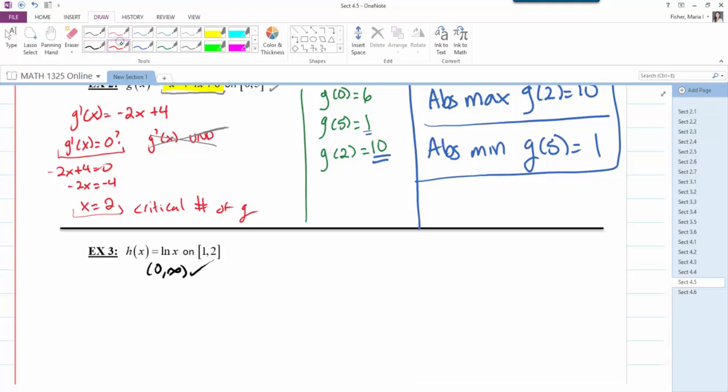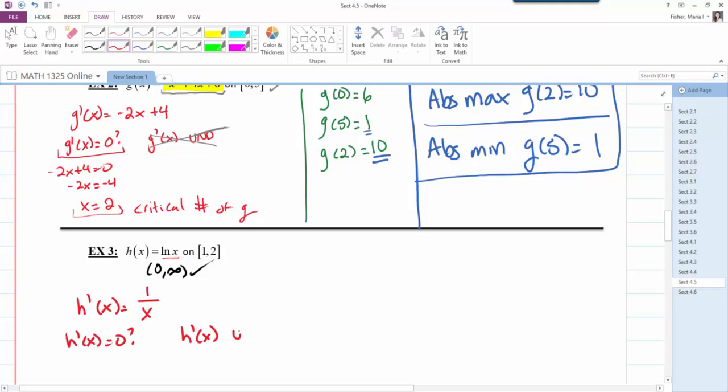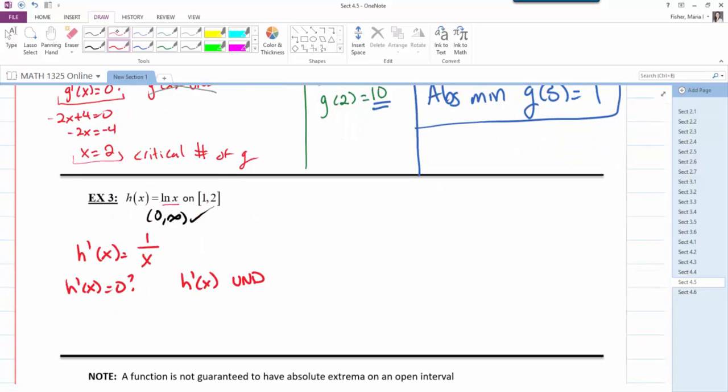Step 2, find the critical numbers, which means I need to take the first derivative. So h prime of x is equal to, well, the derivative of the natural log of x is 1 over x. Then we need to figure out where is h prime of x equal to 0 and where is h prime of x undefined.